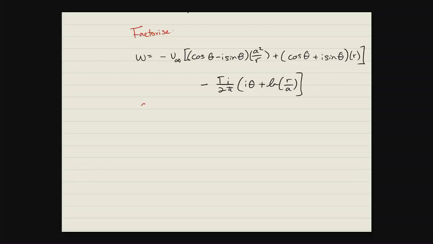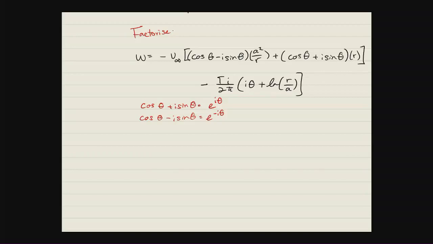Right, good. So cosine theta plus i sine theta is just equal to e^(i theta), right? And hopefully you know that if it's minus, it's just e^(negative i theta). Well, this is just a side note. I hope you guys know that.